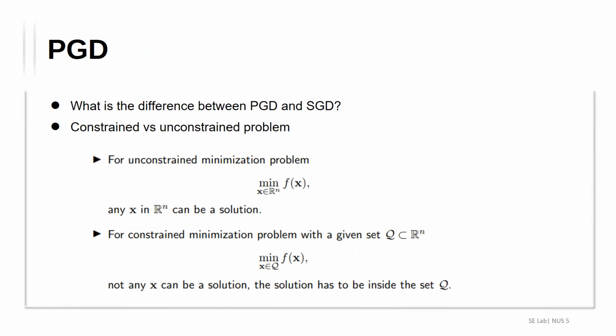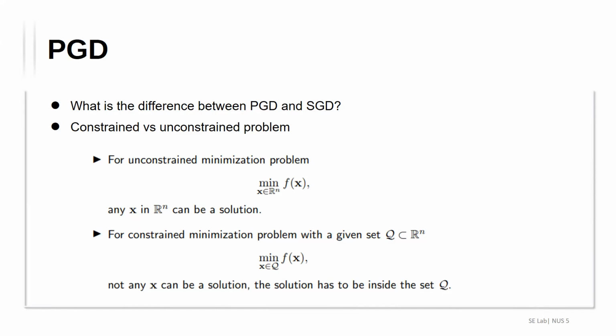So first, you need to know the difference between constrained and unconstrained problems. For an unconstrained problem, we have a function f that we try to minimize, and here we try to find an input x from n-dimensional space, and see which x can minimize the function f. So that's the unconstrained minimization problem.